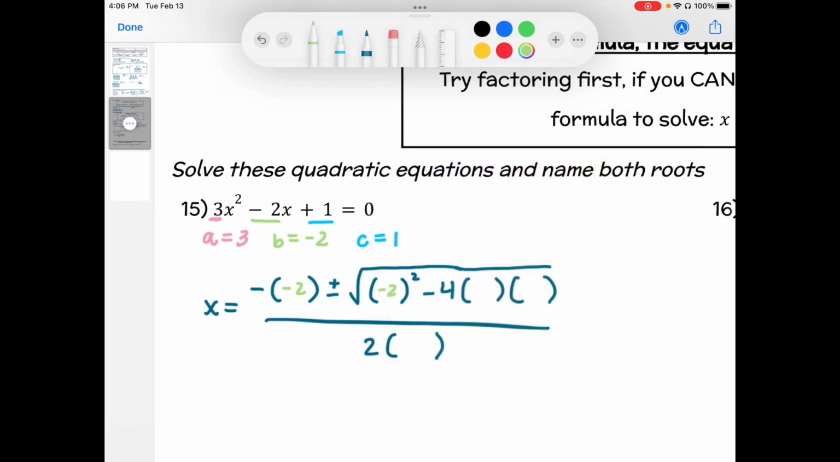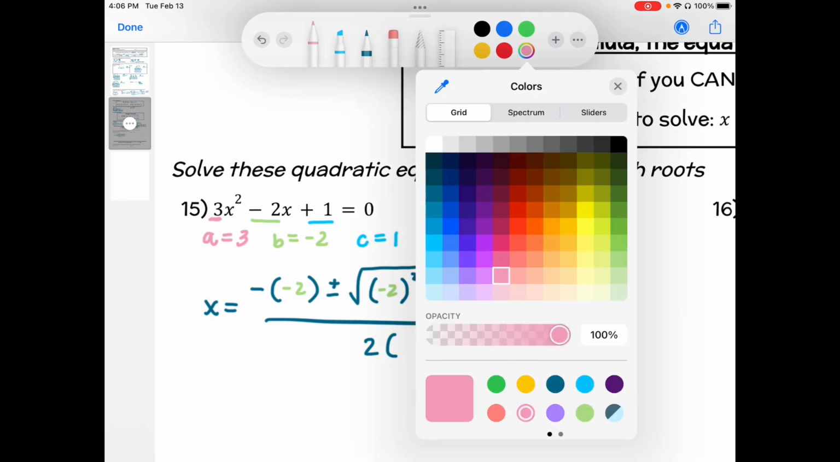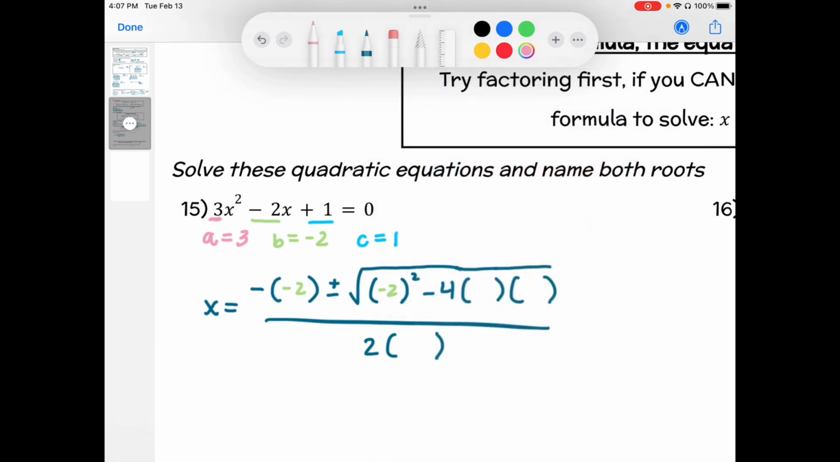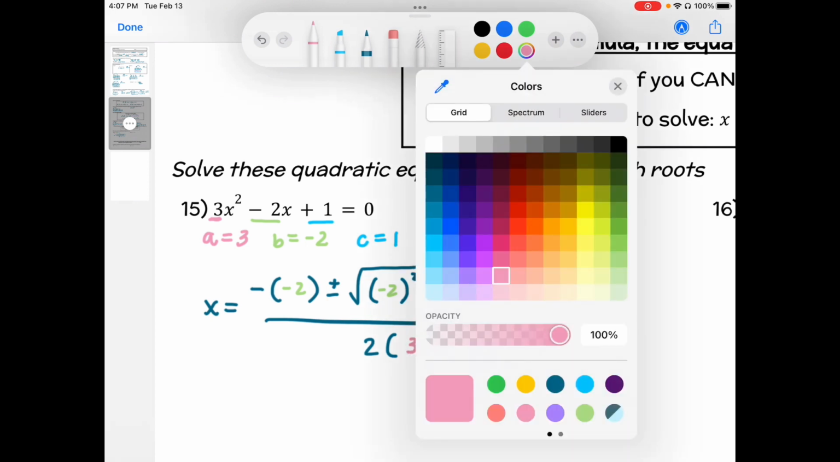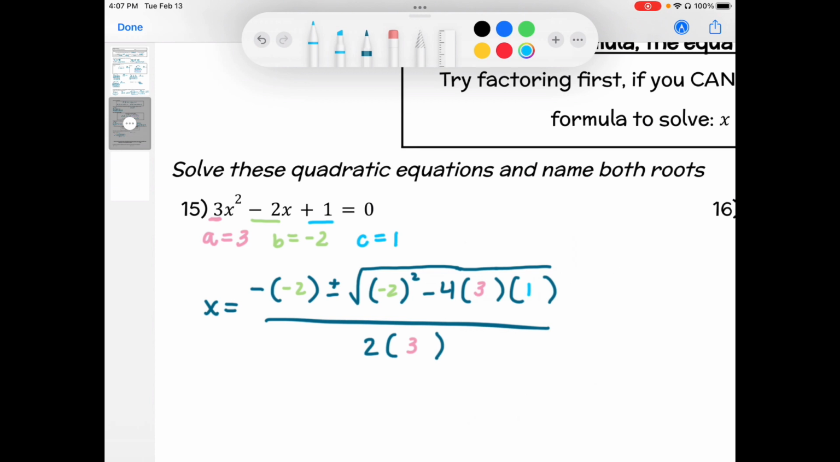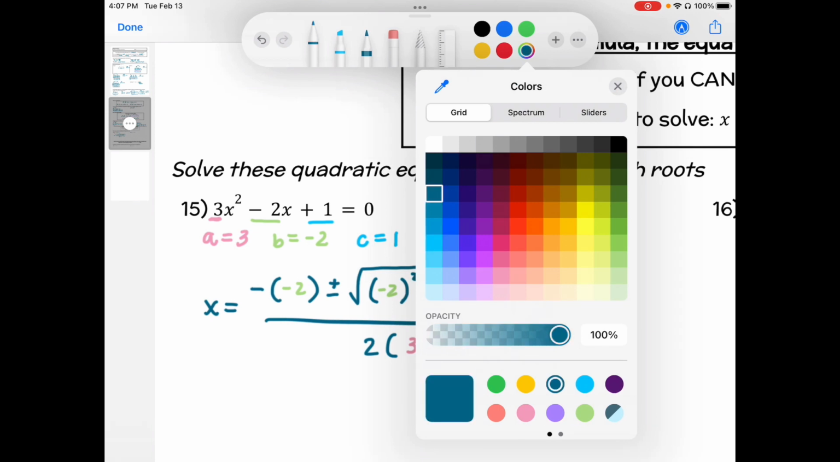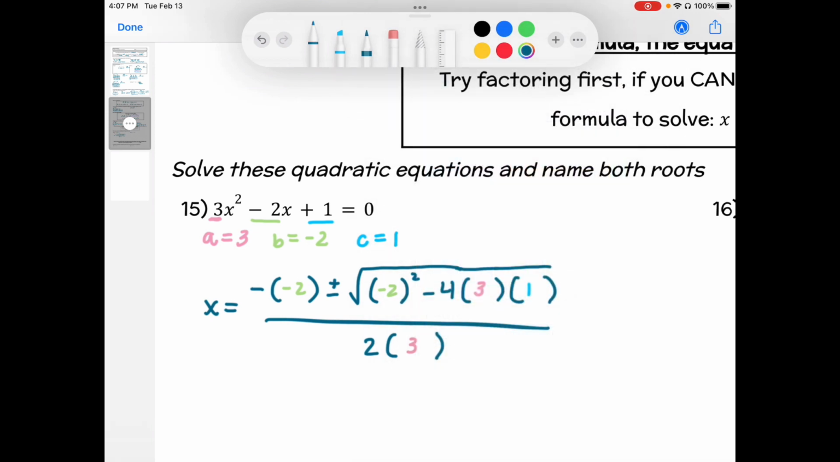So all of these parentheses should be filled out. So b squared, -2. A is 3, and C is 1. Okay, so obviously you're probably not going to want to color code this just because that's a lot of steps, but I think it's helpful to see the colors just so you know exactly where each variable is going.